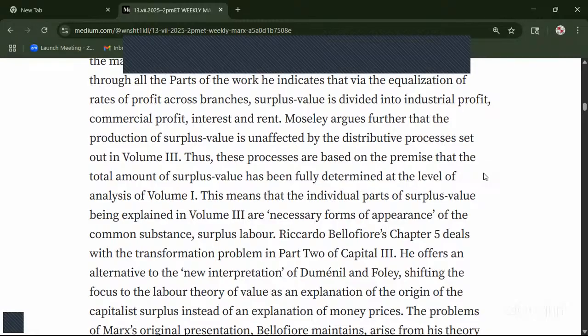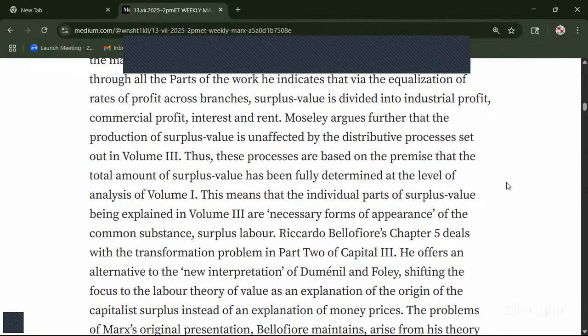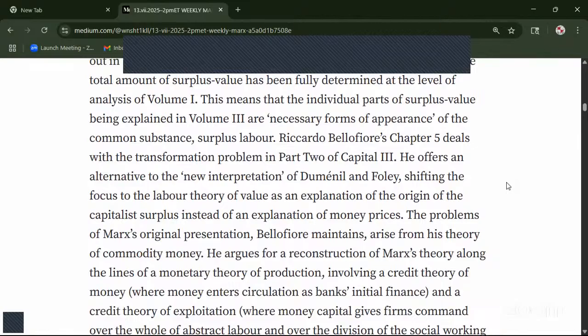Riccardo Bellofiore's Chapter 5 deals with the transformation problem in Part 2 of Capital, Volume 3. He offers an alternative to the new interpretation of Duménil and Foley, shifting the focus to the labor theory of value as an explanation of the origin of the capitalist surplus instead of an explanation of money prices. The problems of Marx's original presentation, Bellofiore maintains, arise from his theory of commodity money.